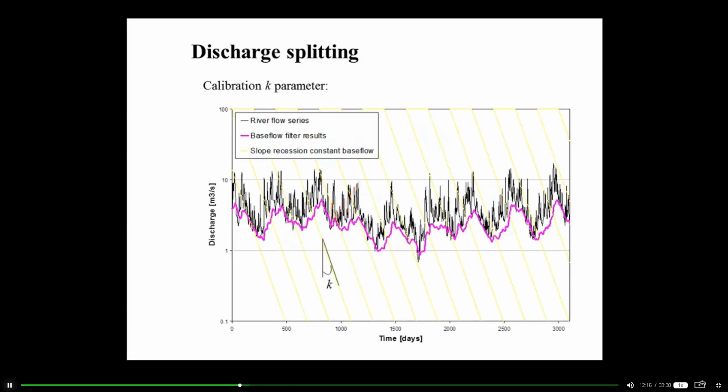This is another example where there is less noise present in the flow observations. Again, you see that during long dry periods there is a linear recession, at least if you plot your flow on a log scale. And again, using lines, in this case the yellow lines, the slope lines, you can try to assess the mean slope during dry periods, and this gives you an assessment of the K parameter value.